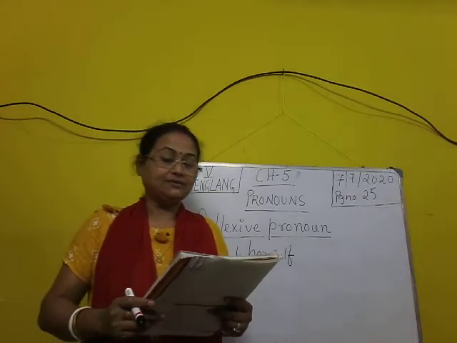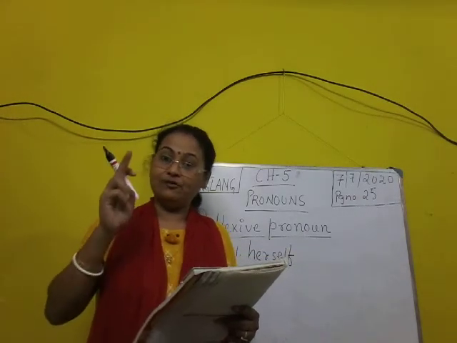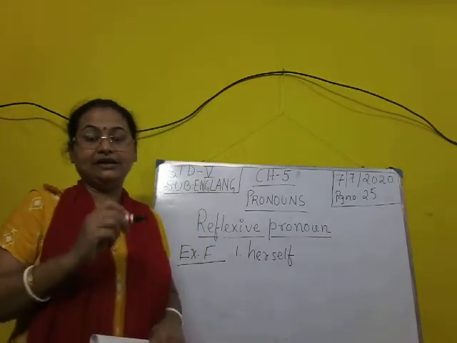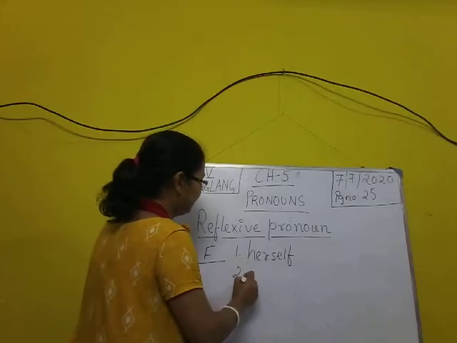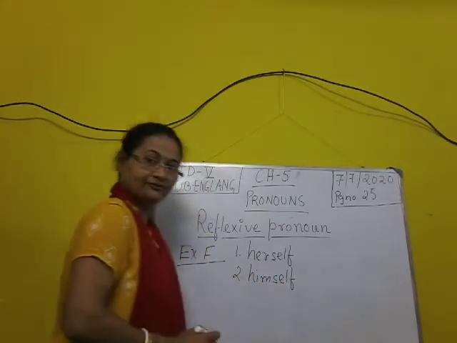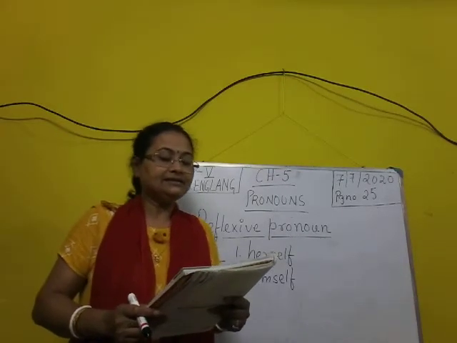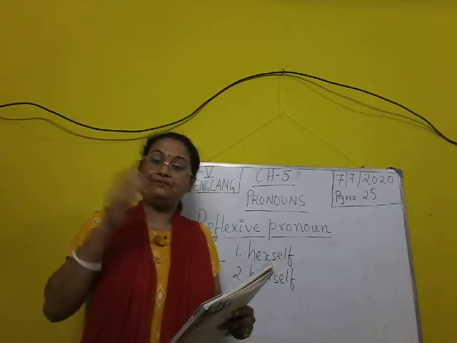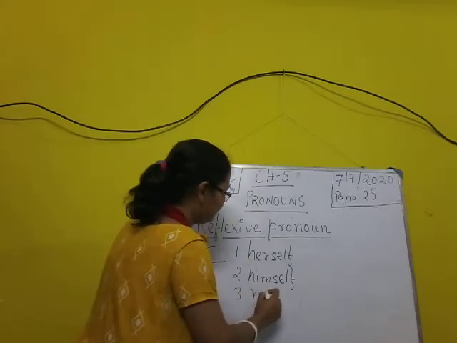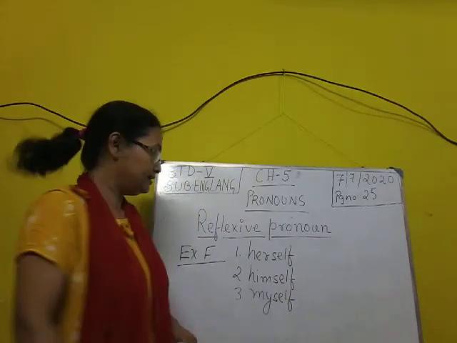Number 2, Mayank went there all by blank. Mayank is the name of a boy. So Mayank went there all by himself. Write down H-I-M, him, S-E-L-F, himself. Done? Then number 3, I painted this picture by myself. M-Y-S-E-L-F, myself. Done?